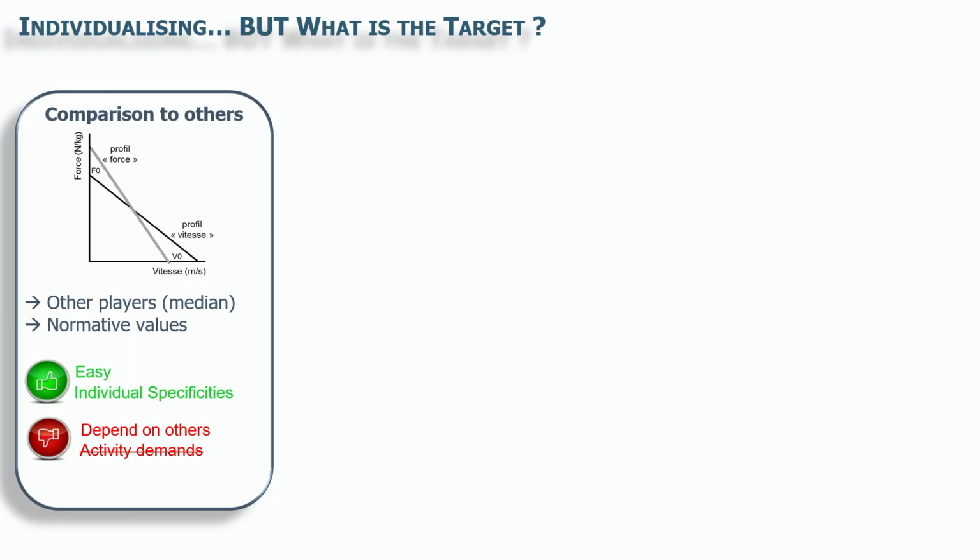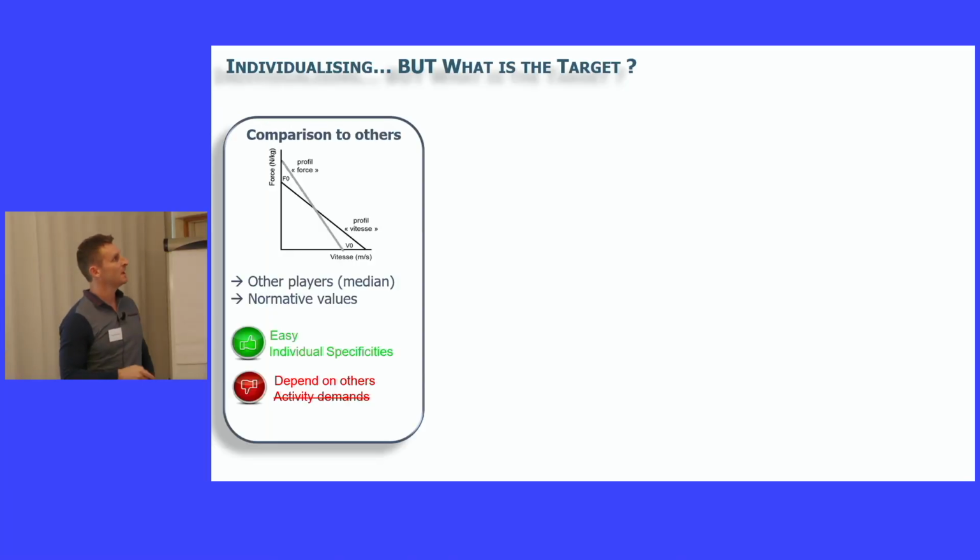So you can define some normative data, maybe median values for your team players. You have median values, and you can detect some force deficit or velocity deficit when you compare the athlete's profile to the athletes of the team or of normative values in the literature. So it's good because it's very easy and it considers the individual specificities of the athletes. But the issue of this method is that it depends on others.